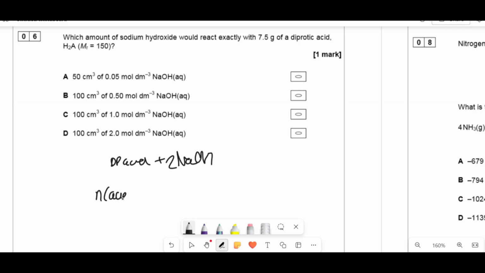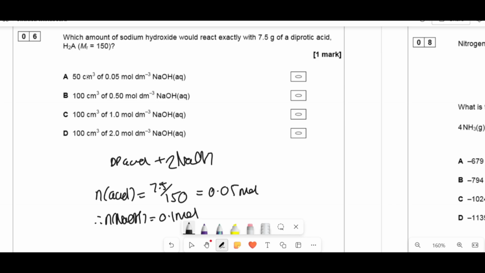So the moles of the acid is going to be its mass, 7.5, over its Mr, 150. If you do that, you get 0.05 moles. Therefore, the moles of the NaOH you would need would be 2 times this, so it'd be 0.1 moles. Now all you have to do is pick whichever answer gives you 0.1 moles.